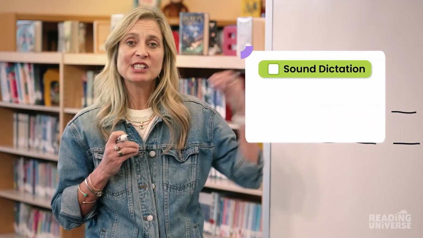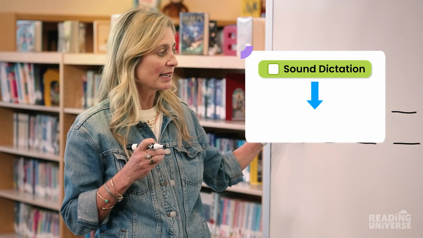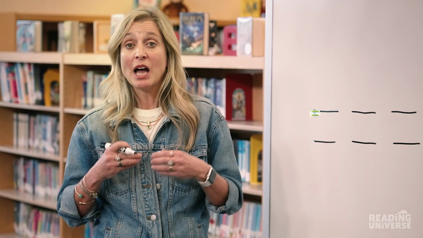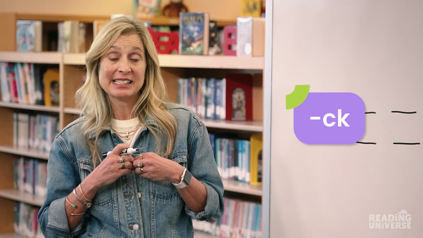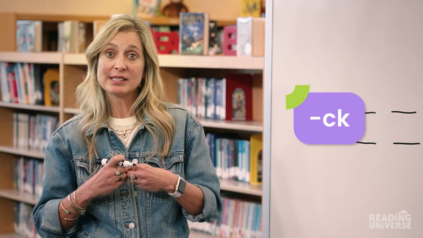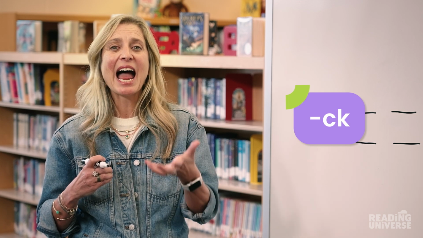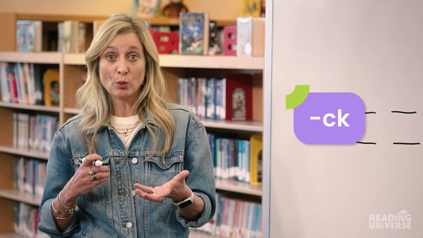So sound dictation is the part of the lesson that leads into word dictation. I'm going to use CK as an example. When you're thinking about CK, you go back to what it is that kids have to have in order to do the work. First of all, they need to be able to hear short vowels. So one of the things we could do is have kids listen for short vowels and write the short vowels. That is an option.